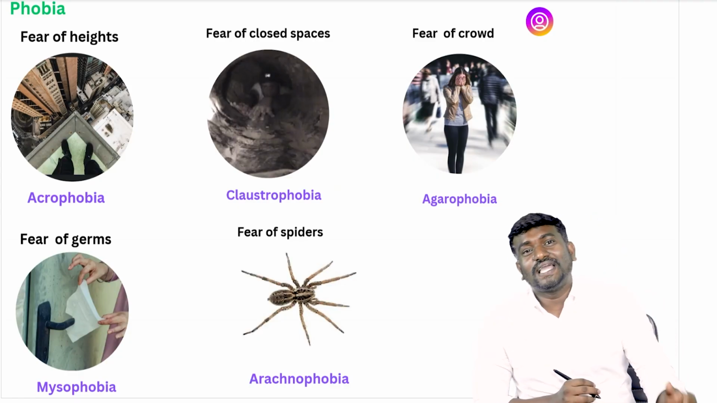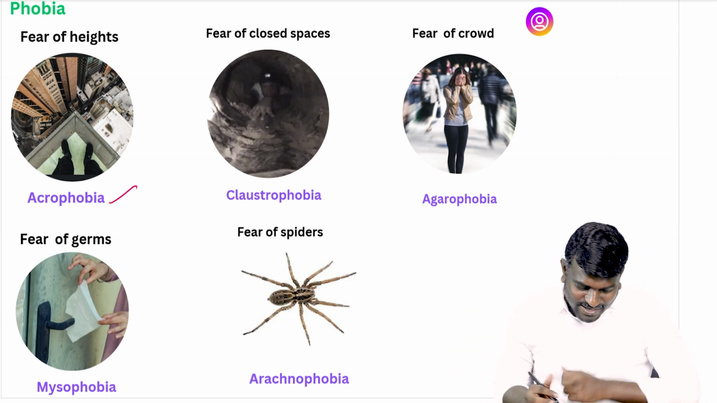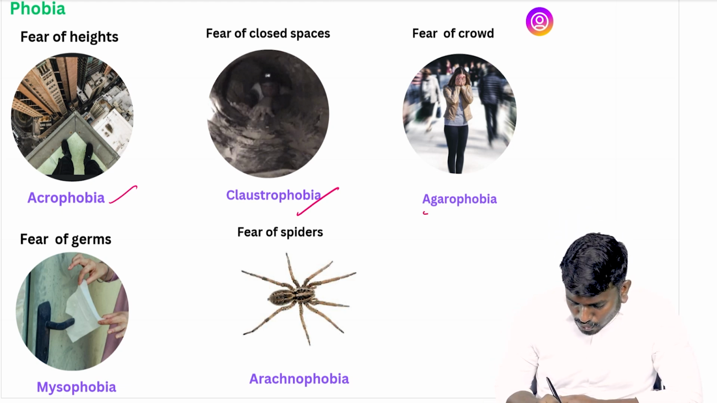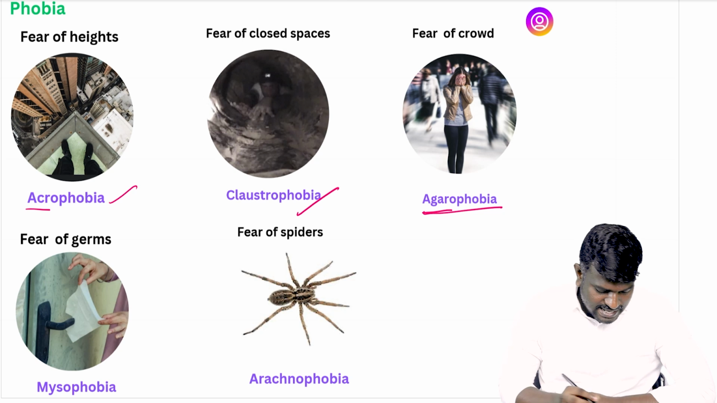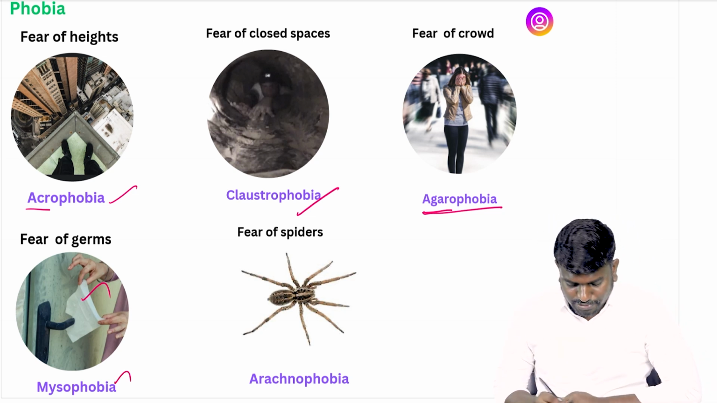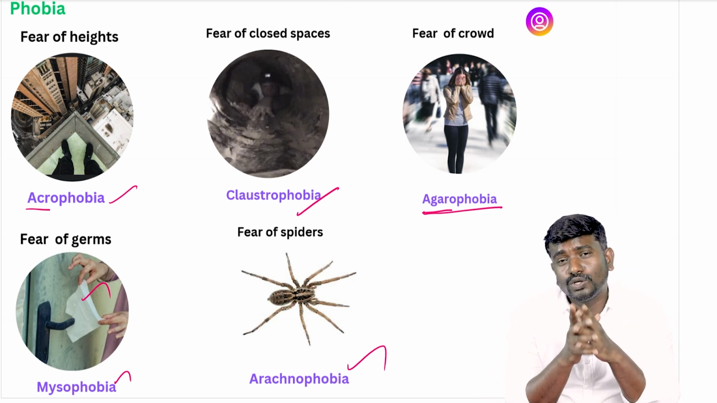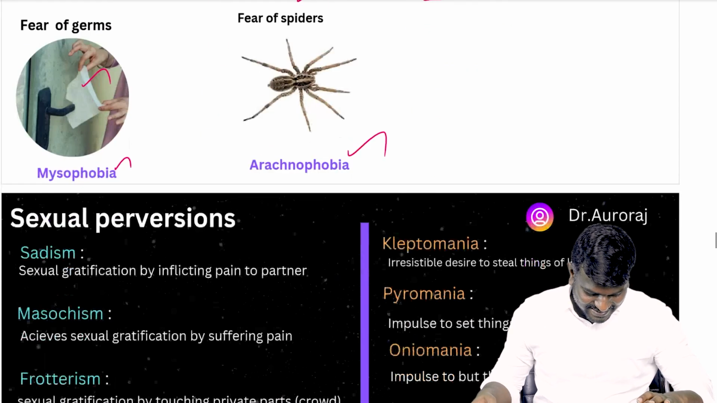Thank you. Phobias. Fear of heights is called as what? Acrophobia. Yes. Fear of closed space is called as claustrophobia. Fear of crowd is called as what? Agoraphobia. Remember, agoraphobia and acro, they are completely different. Next, we have mysophobia, which is going to be fear of what? Germs. And then fear of spiders is called as what? Arachnophobia. Fear of cat is called as what? Ailurophobia. Fear of dogs is called as what? Cynophobia. Good.